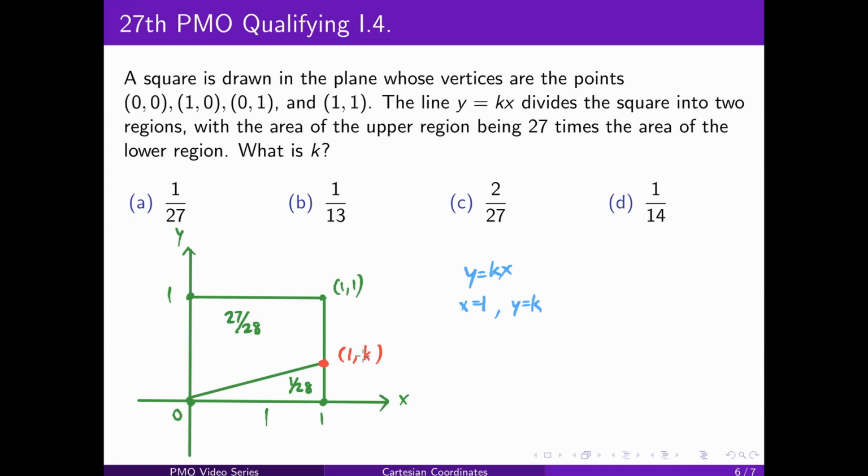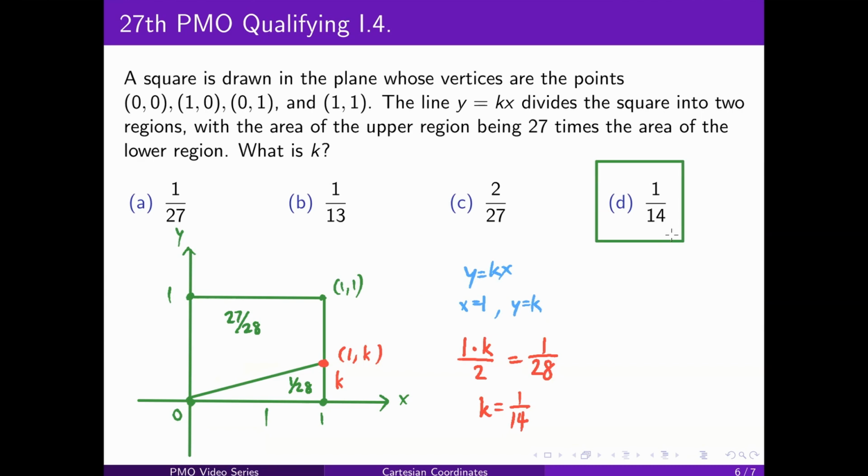Now that you know the y-coordinate is k, we know that the height of this triangle must also be k, which means the area of the triangle in terms of k is 1 times k over 2 equals 1 over 28, or k is equal to 1 over 14. So our answer is D, 1 over 14.